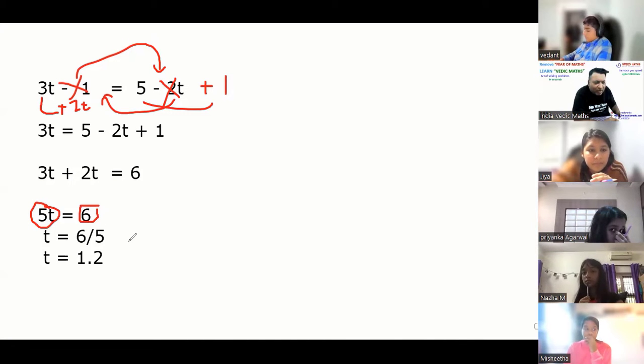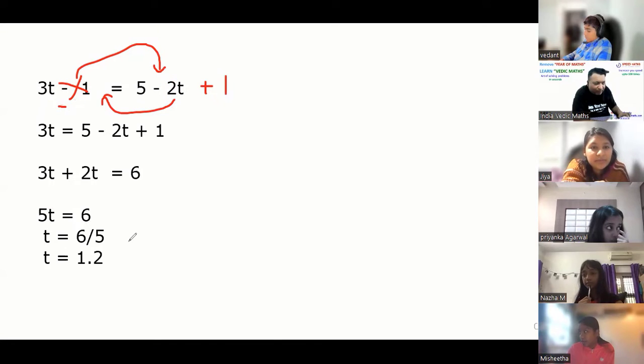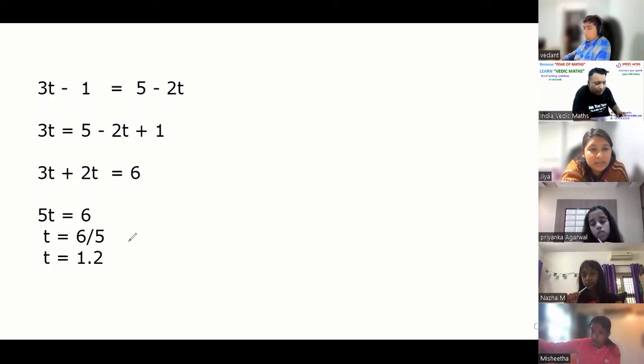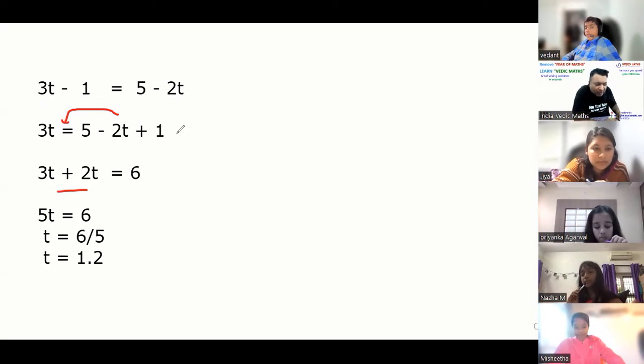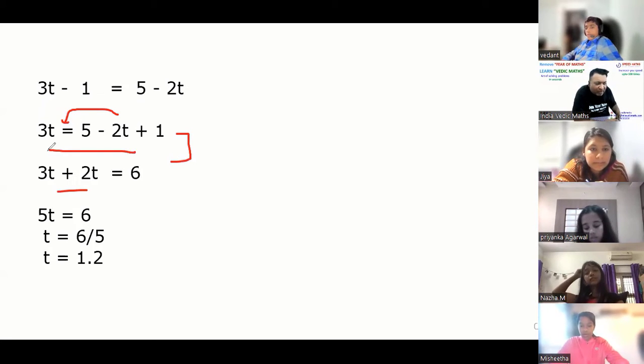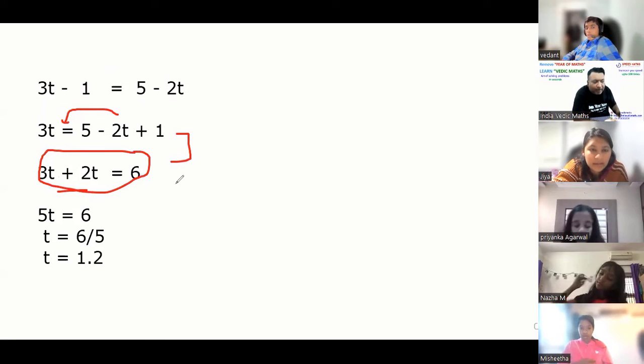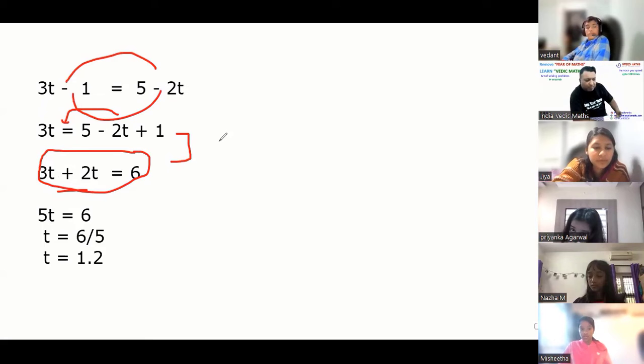Oh, okay. What is your confusion? I was confused that you didn't put the 2t where you said 3t equals 5 minus 2t plus 1. Because I have put 2t in this step, I should have done it here itself, but I wanted to give one more step. That's why I have used 2 steps. You can directly do it in 1 step. Idea is move this here, move this here. That's it, nothing else.